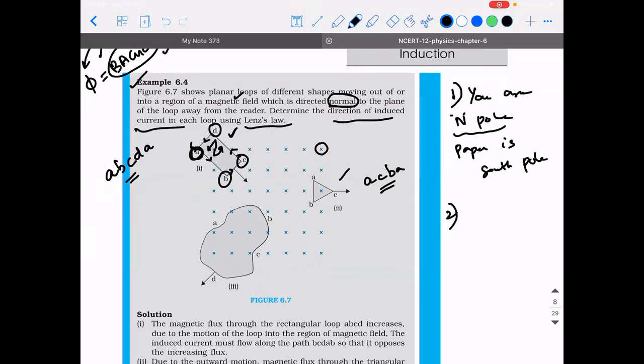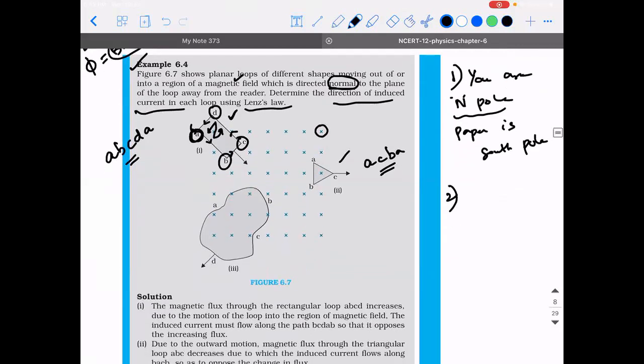Sir, in the third one also the flux will be decreasing, because the body is moving out. Because the object is moving outside, yes, it is going to decrease. So what is going to be the direction of current? South pole, clockwise, sir. So it will generate a south pole, so it will act clockwise.